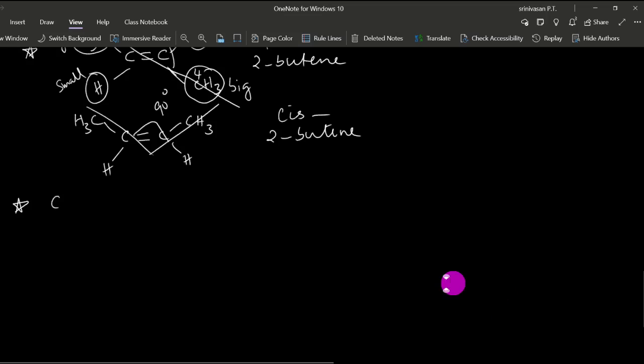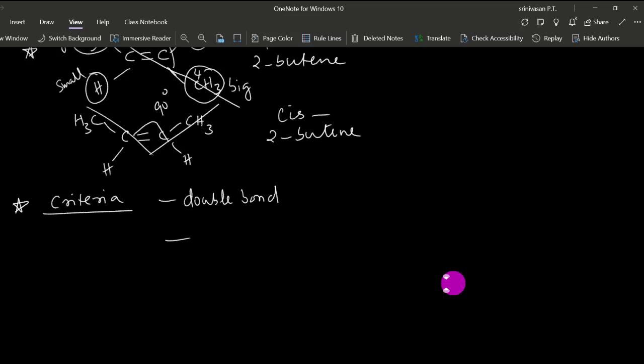Criteria for cis-trans isomerism, this is very important. Note it down. The criteria for cis-trans isomerism: first, there should be a double bond. Only compounds containing a double bond will exhibit cis-trans isomerism, not triple bond or single bond. The second point is that the two groups attached to each carbon should be different.